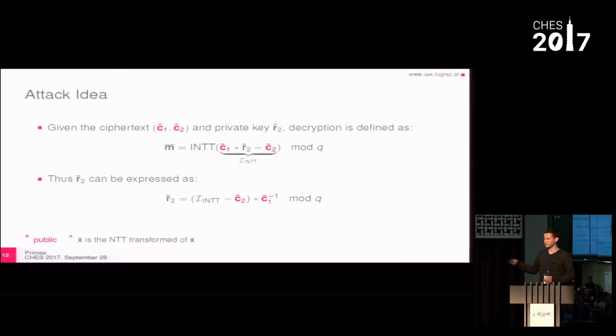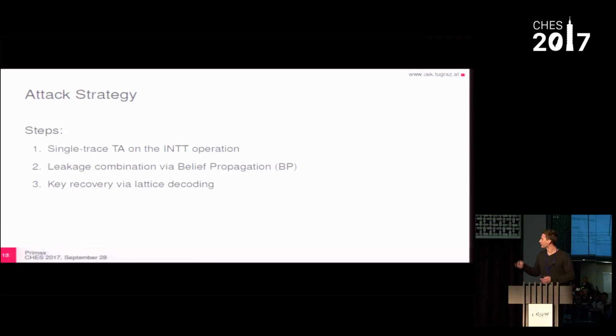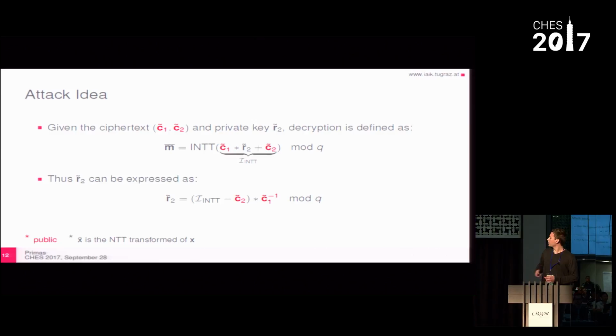So it leads to the following attack strategy. What we can do first is perform a single-trace template attack on this inverse NTT transformation, and we collect some leakage information from this transformation. Then we want to use a belief propagation algorithm to combine multiple leakage points and the corresponding leakage information so that we can, in the end, detect or recover the input of this inverse NTT transformation, and by that recover the private key.